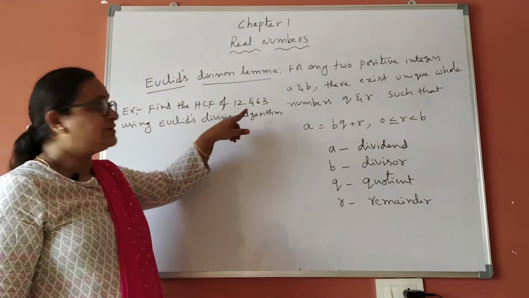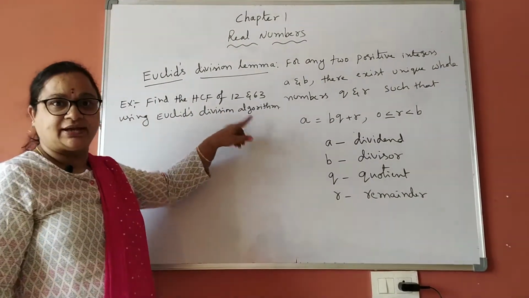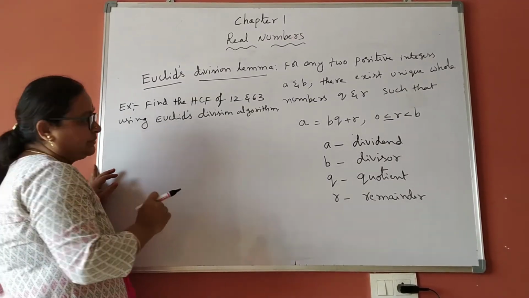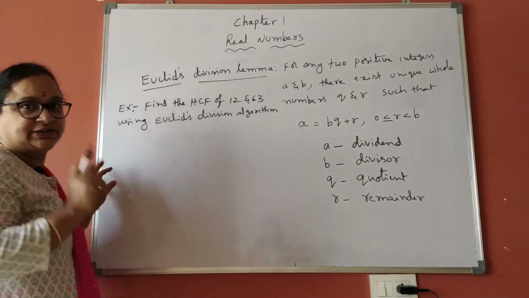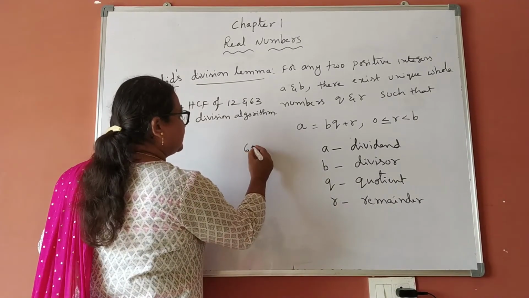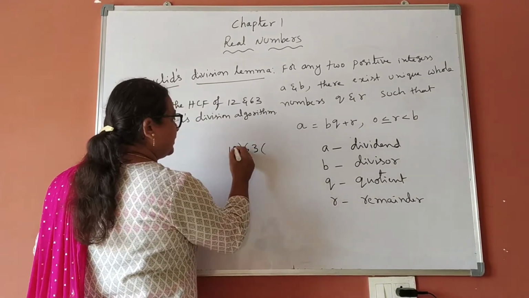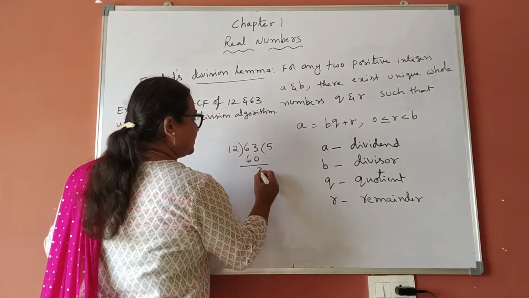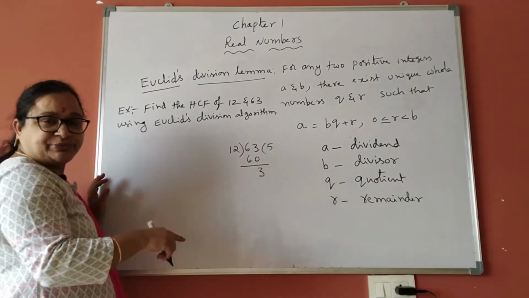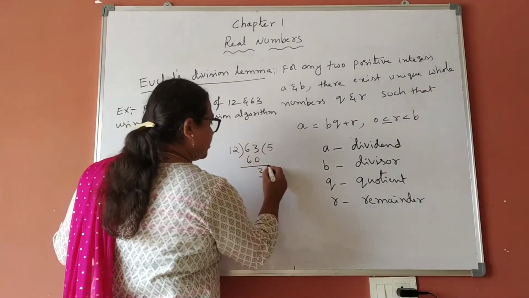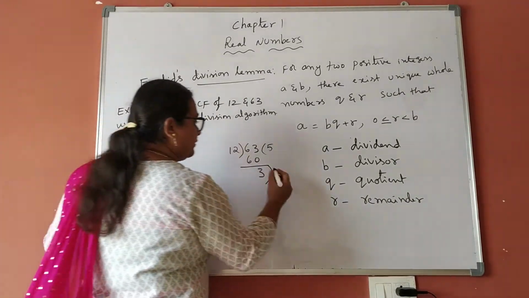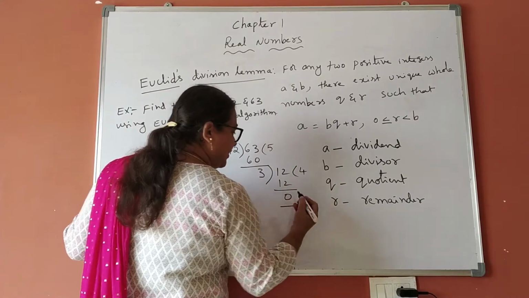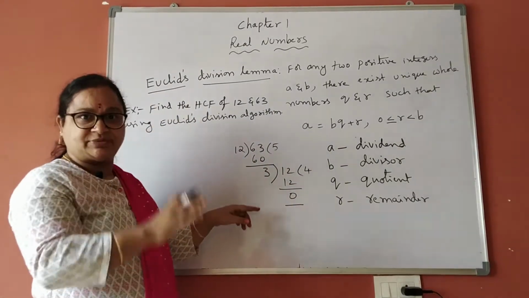Find the HCF of 12 and 63 using Euclid's division algorithm. So we will find the HCF of 12 and 63 by the division method, which we have learned in grade 6. 63 is divided by 12. 12 fives are 60. 3 is the remainder. Until we get 0 remainder, we will continue this process. So now 3 is the divisor and 12 is the dividend. 3 fours are 12. 0 remainder. We got 0 remainder, so we stop this process.